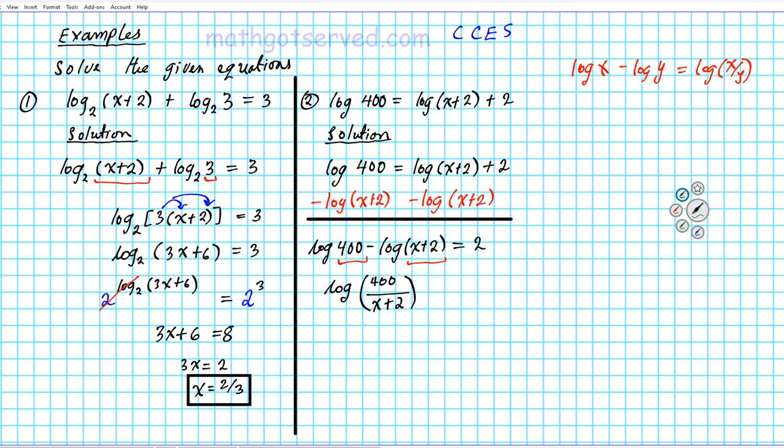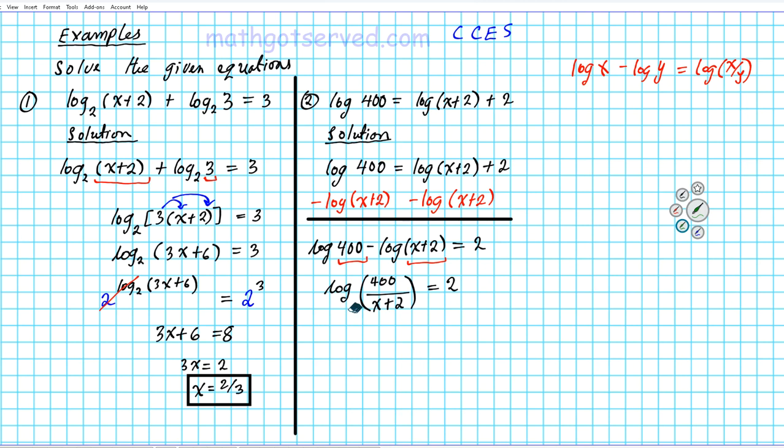Okay, and that equals 2. So we've condensed the logs on the left side into 1. Now let's eliminate the log. So we're going to eliminate the log using the base. This log right here does not have a specified base.